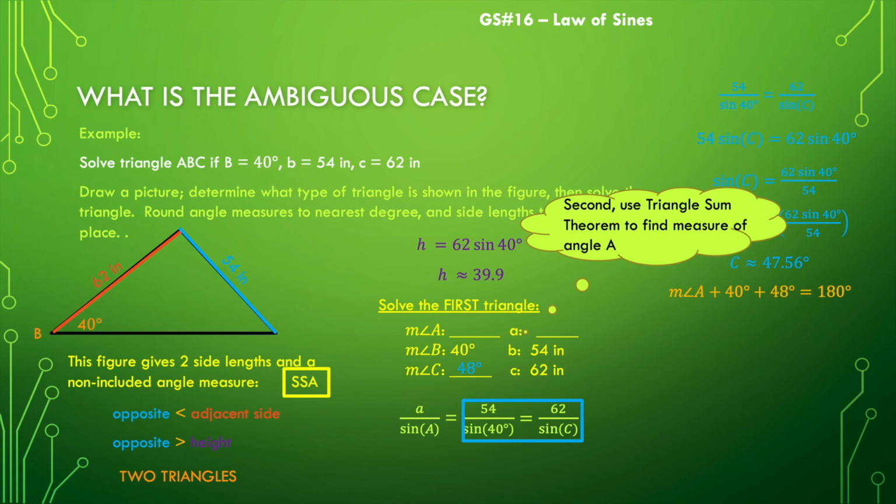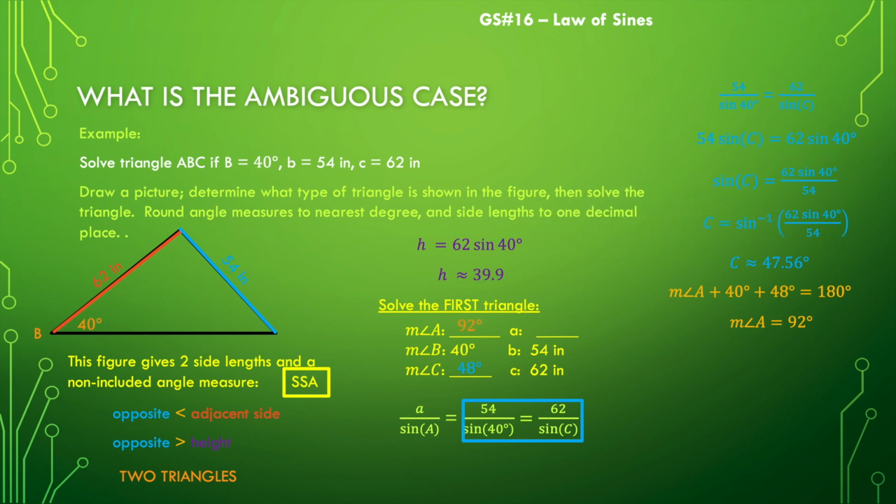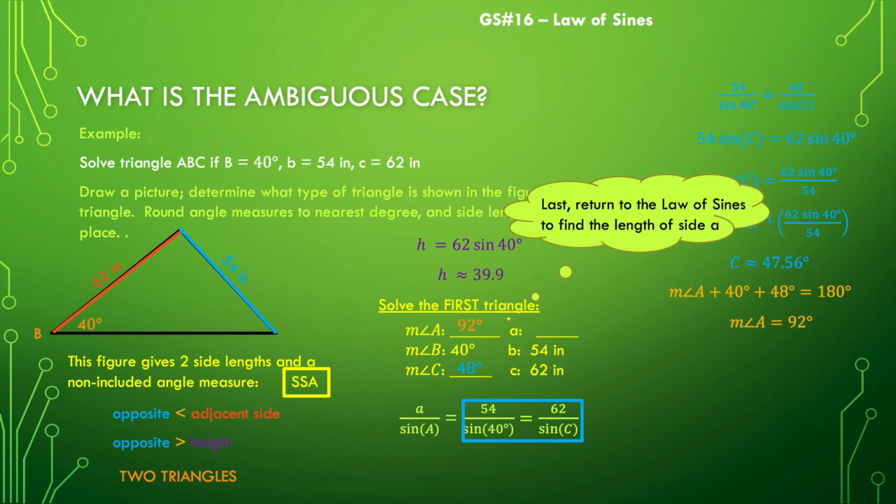So measure of angle A plus 40 degrees plus 48 degrees will equal 180 degrees. That means that the measure of angle A will be 92 degrees. Okay, let's put that in our table. And then we can find that third side length by going back to the law of sines and applying the proportion with that middle piece. So we've got A over the sine of 92 degrees is equal to 54 over the sine of 40 degrees.